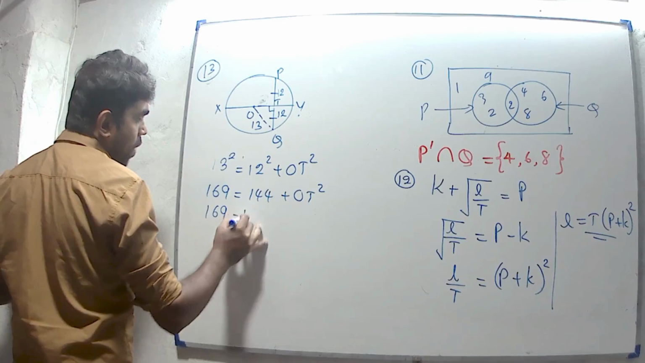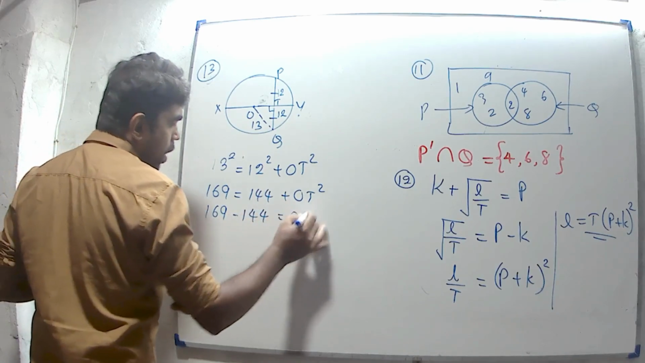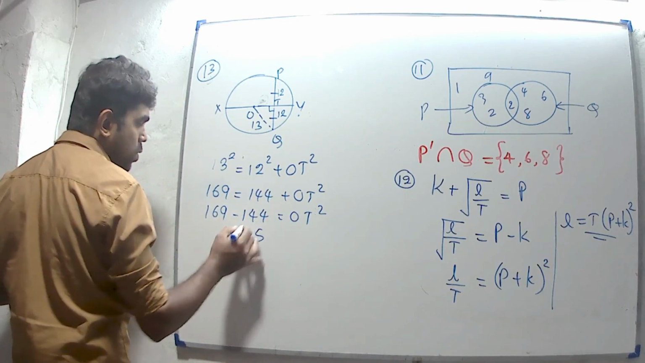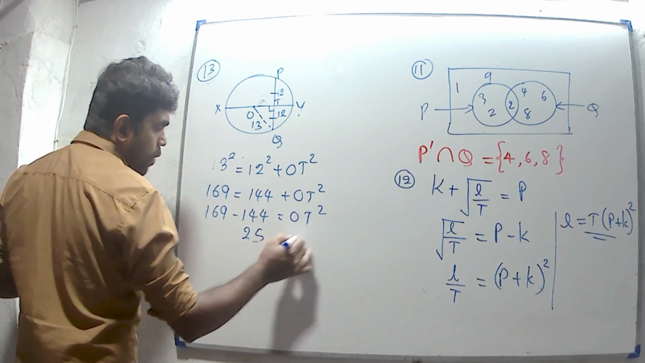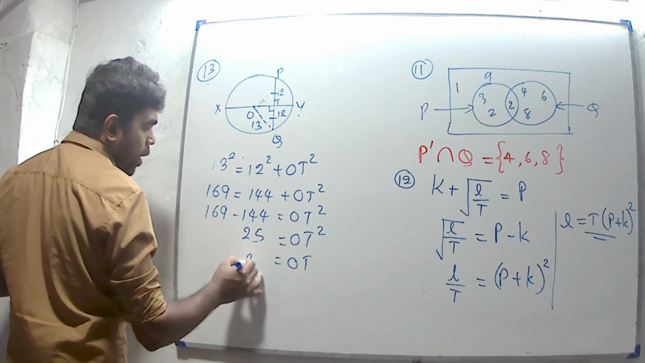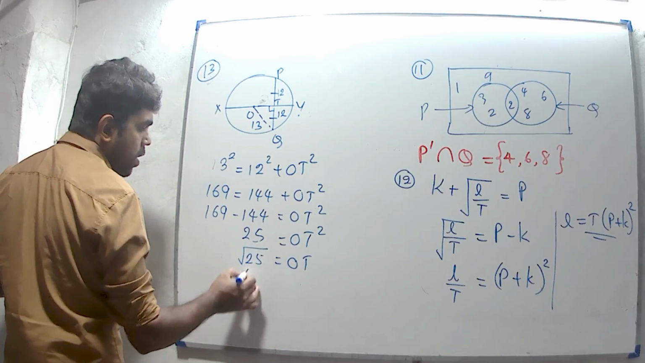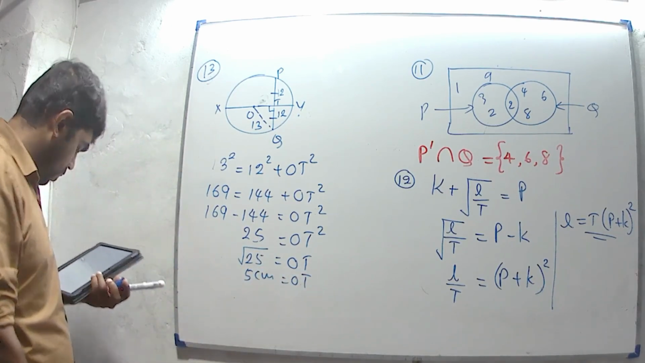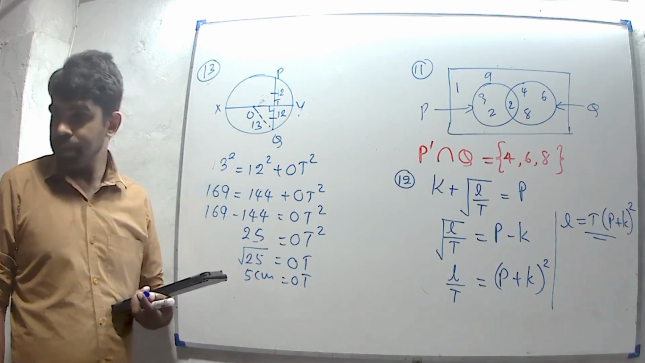169 minus 144 equals OT squared. 9 minus 4 is 5, 6 minus 4 is 2, so 25 is OT squared. Then OT is root 25. Root 25 is 5 centimeters. It is OT. But we have to find TY.